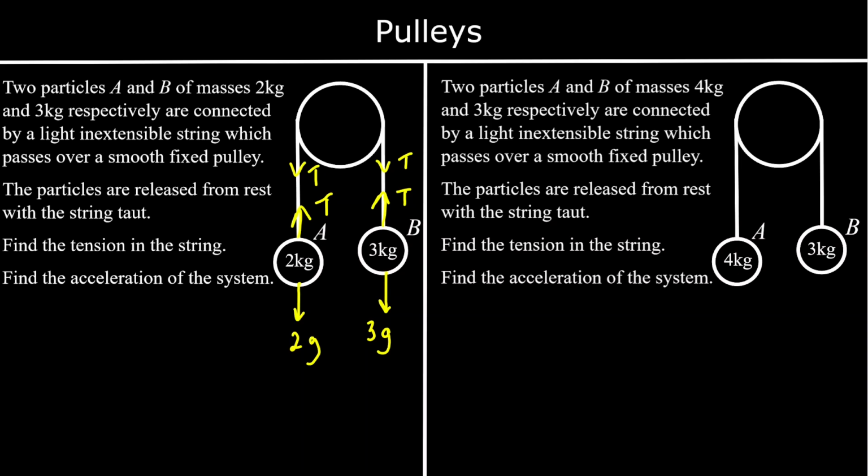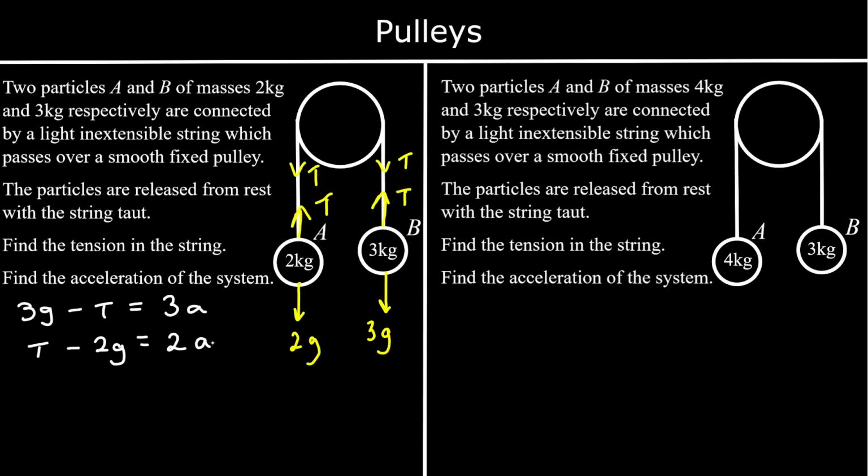We need to find the tension in the string. So we're going to use our equations of motion, our F equals ma. And let's do one equation for A and one equation for B. I'll start with B. B is going to be moving down. So the force is going to be 3G take away T, and that's equal to mass 3 times acceleration. Same thing for A. A is going to accelerate up. So the forces for A are T minus 2G equals mass times acceleration, 2A.